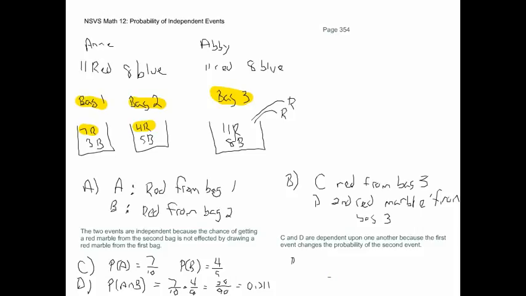Question E says, what's the probability of C? The probability of C is going to be equal to C is drawing a red marble from bag 3. So there's 11 red marbles and 19 marbles altogether. The probability of C is going to be 11 over 19.